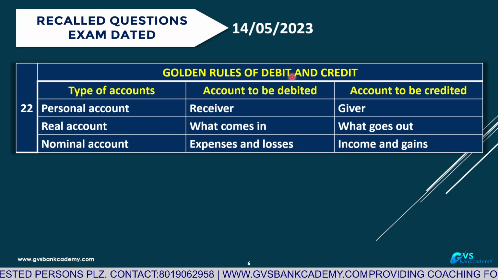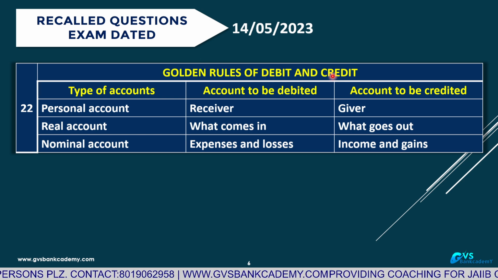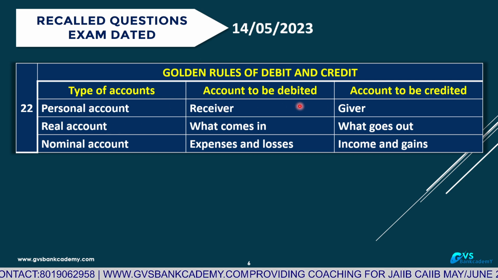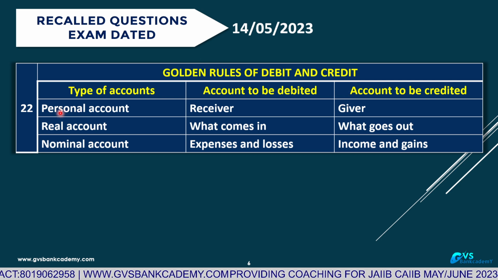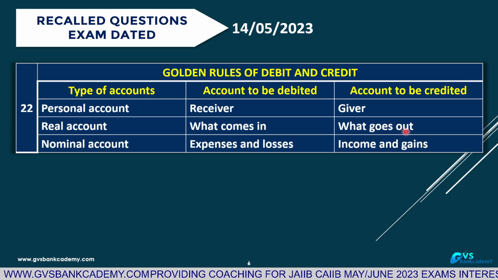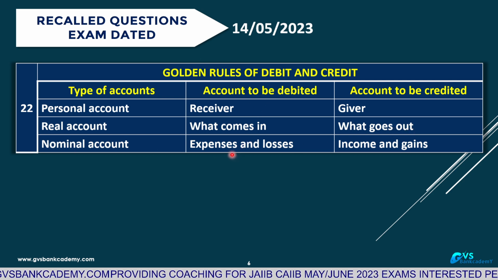And golden rules of debit and credit in the accountancy. Type of accounts, account to be debited, account to be credited. Simple. Personal account: debit the receiver, credit the giver. Real account: debit what comes in and credit what goes out. Nominal account: debit expenditure, expenses and losses, credit income and gains.